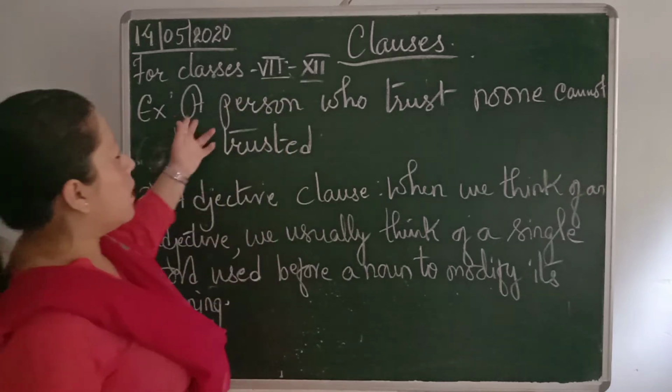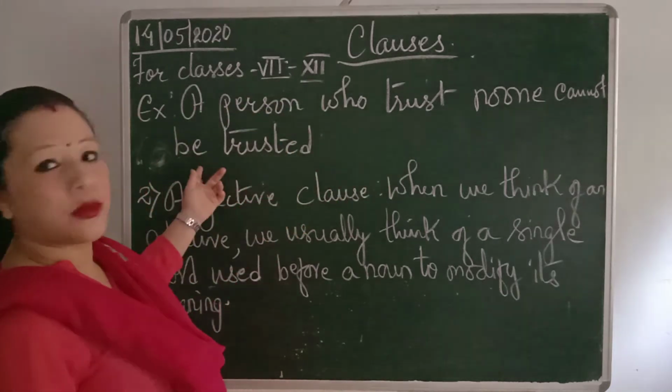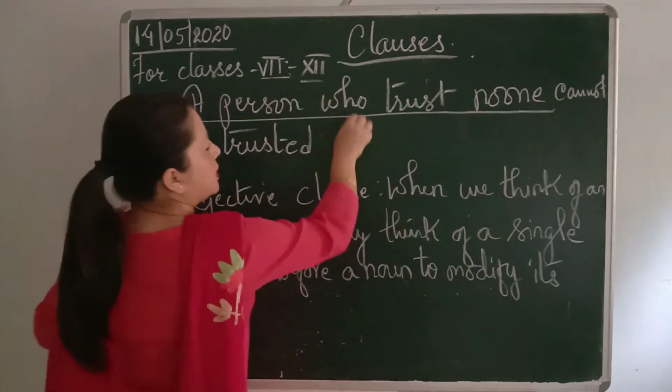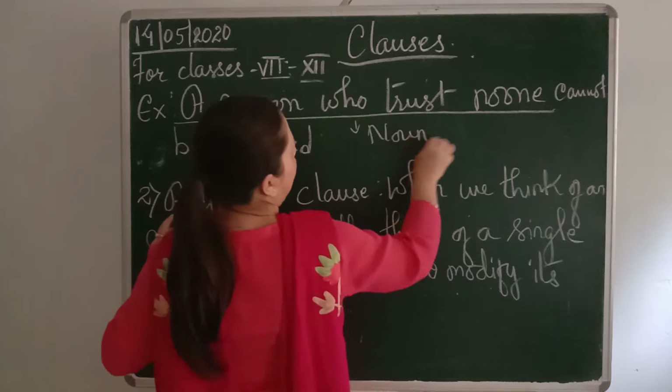For example, a person who trusts no one cannot be trusted. So here, a person who trusts no one is a noun clause.